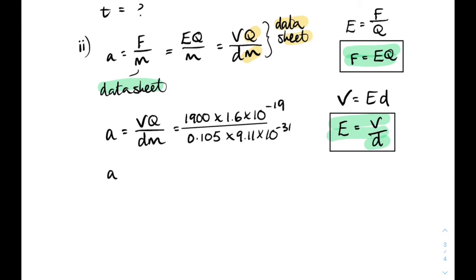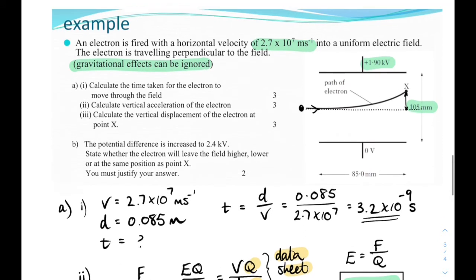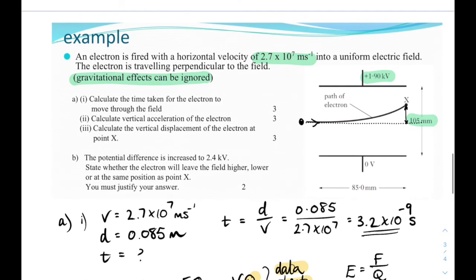105 millimeters and the mass of the electron. That gives us an answer of 3.2 times 10 to the 15 meters per second squared. It's a really high acceleration, and you can get enormous accelerations in electric fields. So that's what we're looking for, the vertical acceleration of the electron. It was only worth 3 marks.